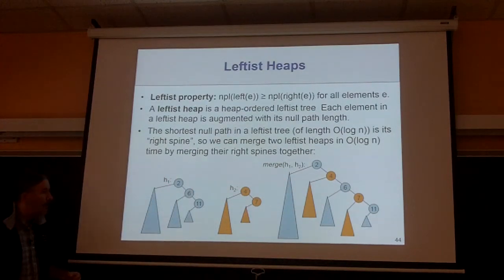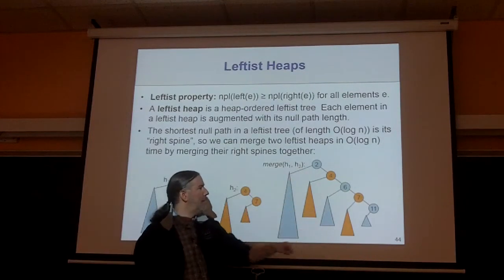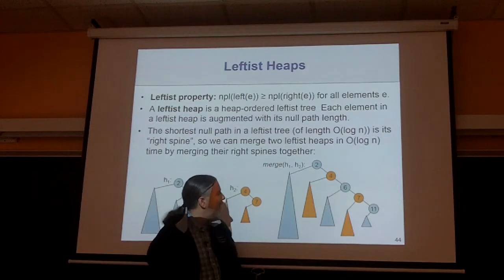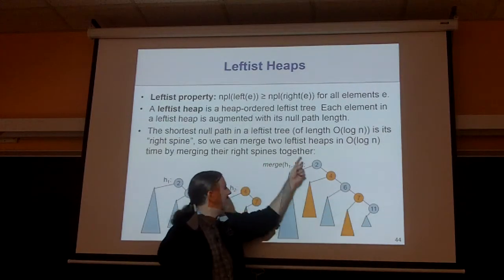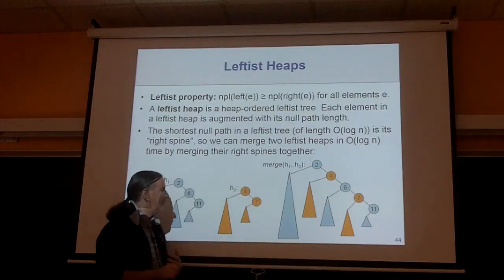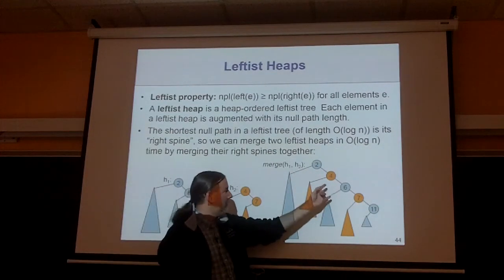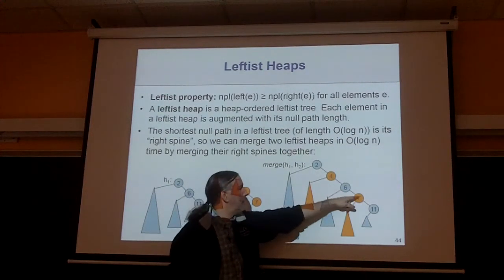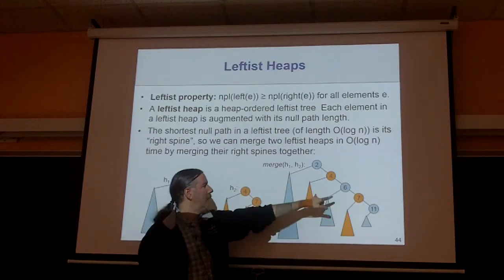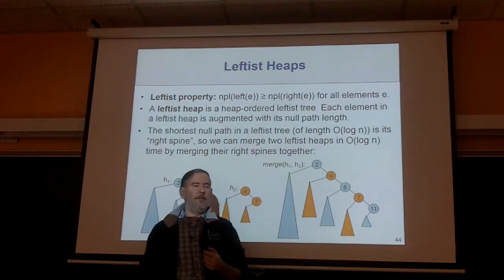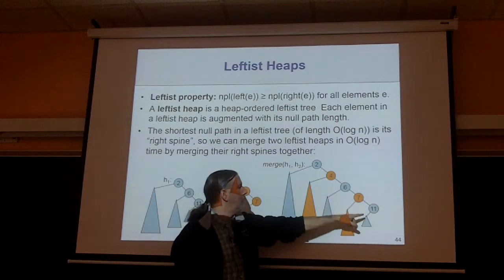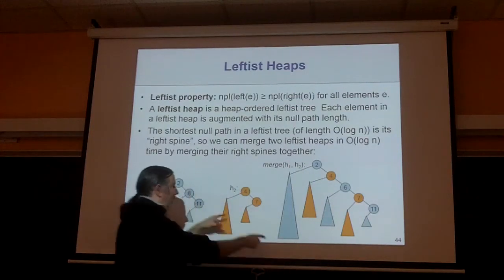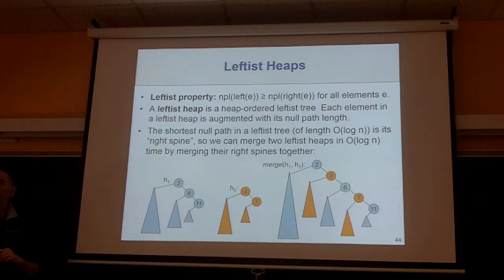Okay? The trouble is, after you do the merge, this tree may not be leftist. The nodes along the right spine of the merged tree may not have this leftist property, where the right side is the way to go. However, you still have augmented values on these nodes that are the null path lengths, and you can swap the children if that condition is violated. So after you merge, you walk back up the right spine of the merged tree, and you swap anyone that you need to swap to restore this leftist invariant, okay?